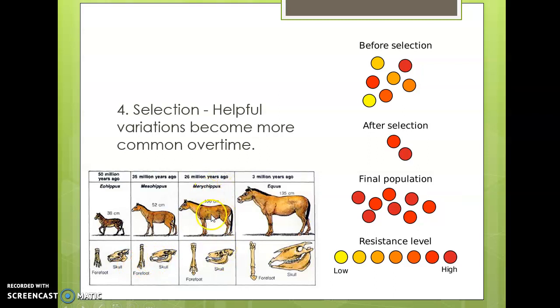Even taller here, 26 million years ago. 3 toes, but with 1 dominant single toe in the center. More teeth grazing adaptations. And then finally modern horses, 3 million years ago, on a single toe and heavily adapted jaws for chewing grass. Same thing with antibiotic resistance. After you apply antibiotics, only the ones with the highest level of resistance survive. They make more bacteria, and the new population is all highly resistant.